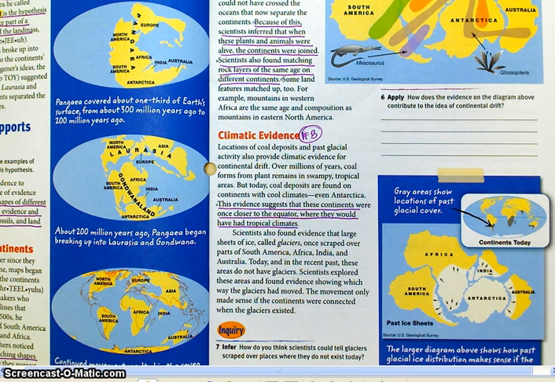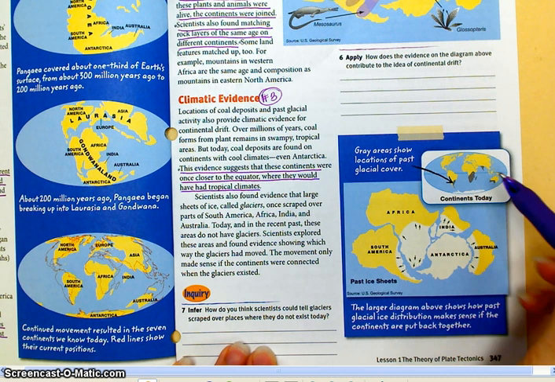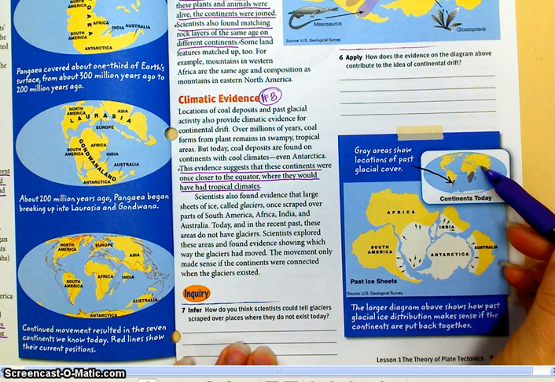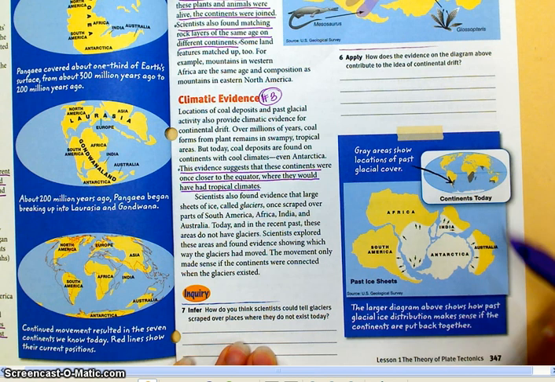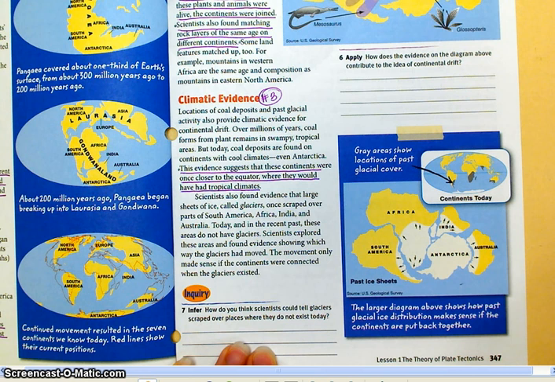Scientists also found evidence that large sheets of ice called glaciers once scraped over parts of South America, Africa, India, and Australia. Today and in the recent past, these areas do not have glaciers. Scientists explored these areas and found evidence showing which way the glaciers had moved, and the movement only made sense if the continents were connected when the glaciers existed. And that's what is being pointed out over here in this diagram. Okay. Gray areas show you where the areas were covered in glaciers, and it would have only made sense had those areas been connected at some point in the past.